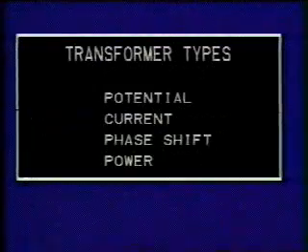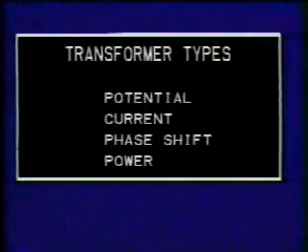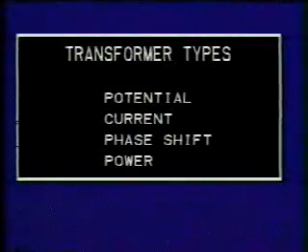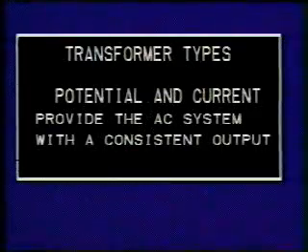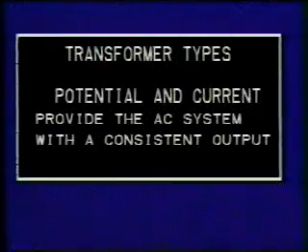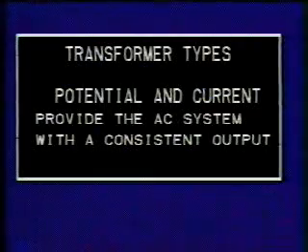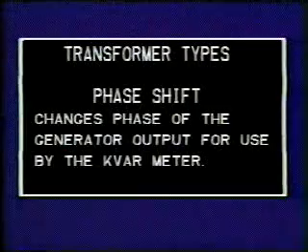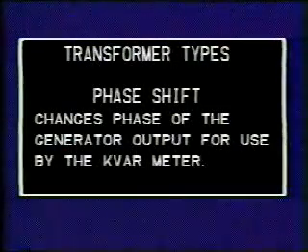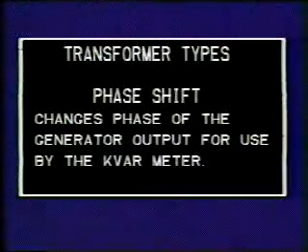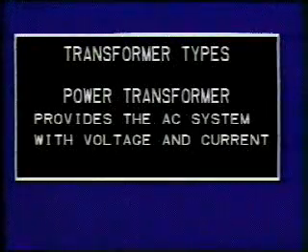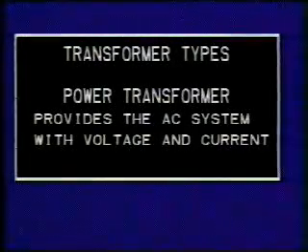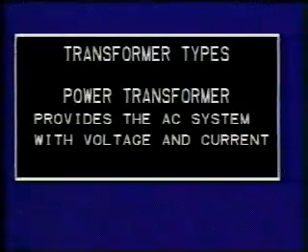The AC electrical system incorporates four types of transformers. The potential transformer and current transformers provide the AC system with a consistent electrical output. The phase shift transformer changes the phase of the generator output for use by the kVAR meter. And the power transformer provides the AC system with voltage and current.